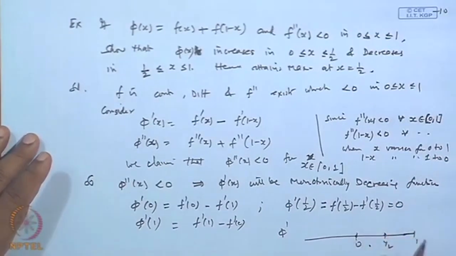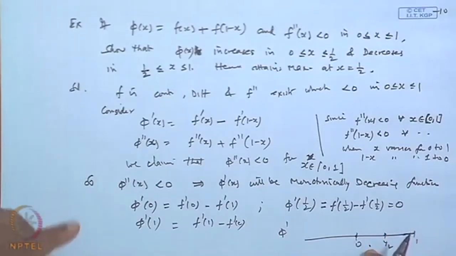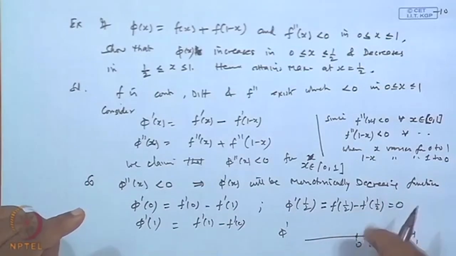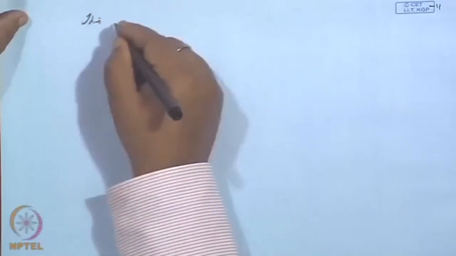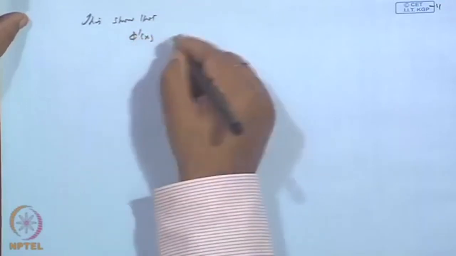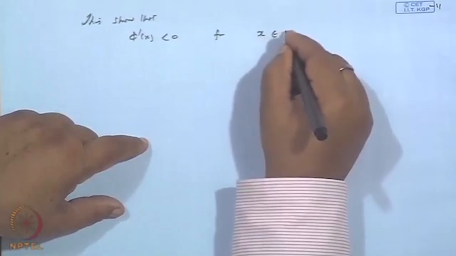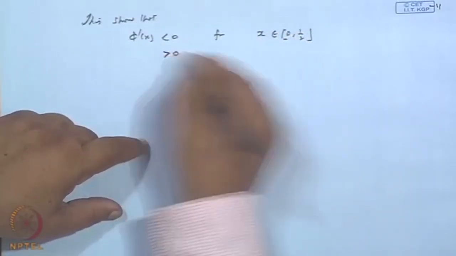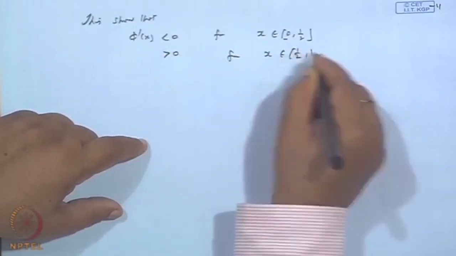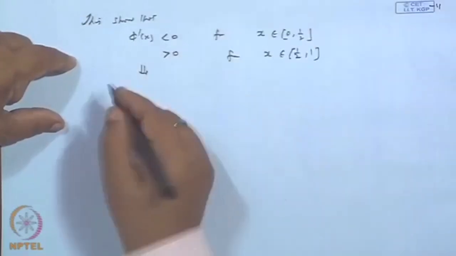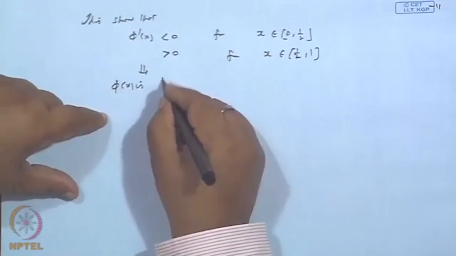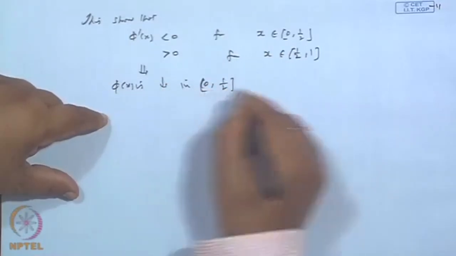So, since it is monotonically decreasing, in between 0 to 1, phi dash must be positive here and negative there, so that it decreases and crosses the x axis going down. This shows that the function phi dash x is positive for x belonging to the interval 0 to half and negative for all x belonging to half to 1. It means this implies the function phi is increasing in the interval 0 to half and decreasing.